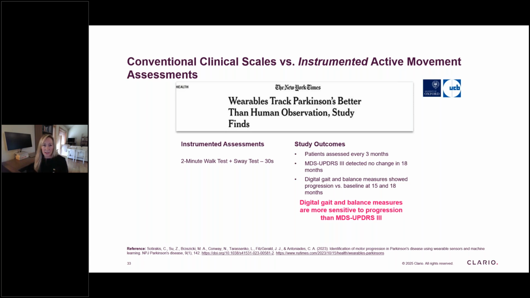Again, this is not to replace, this is to be additive to that clinical impression and that patient perception of their experience with their movement disruption. But what's great here is by adding those sensors, we detect progression at 15 months and at 18 months when the conventional scale does not. So that means that's a great opportunity to test therapeutic efficacy of interventions that are targeting progression in Parkinson's disease.